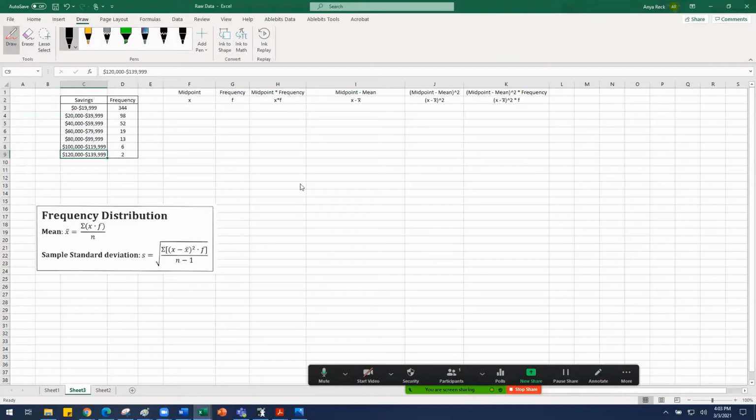The first thing you want to find is the class width. And basically that is how much you're jumping from one class to the next. So the first class starts at 0, and then the next class starts at 20,000, and then we jump to 40,000, 60,000, 80,000, 100,000, 120,000. So each of these are jumping by 20,000.